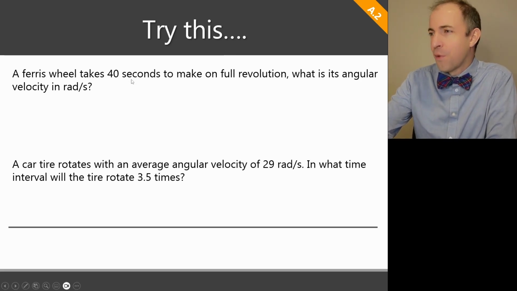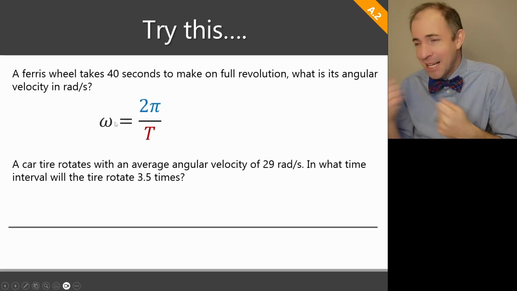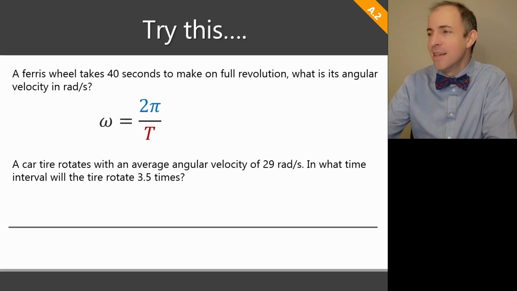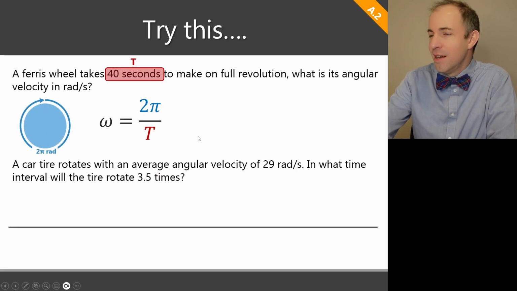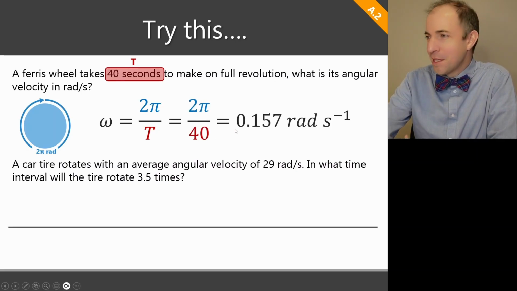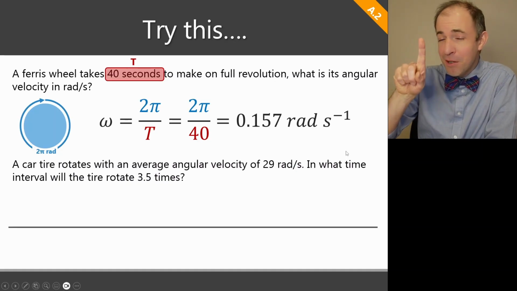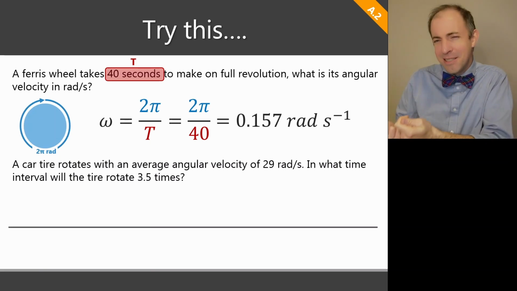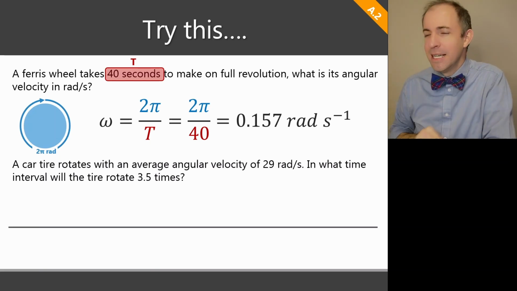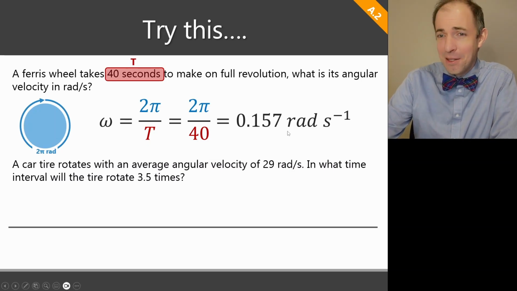A Ferris wheel takes 40 seconds to make one full revolution. What is its angular velocity in radians per second? Well, omega, the angular velocity, is 2 pi divided by t. 2 pi radians for one revolution, and 40 seconds for that complete revolution. So basically we say 2 pi over 40 is 0.157 radians per second. This Ferris wheel per second doesn't make it very far around its circle. It is not measuring how much distance is traveled, but how much of the circle it's gone. 6.25 would be one complete time around. So it's definitely less than one complete time.